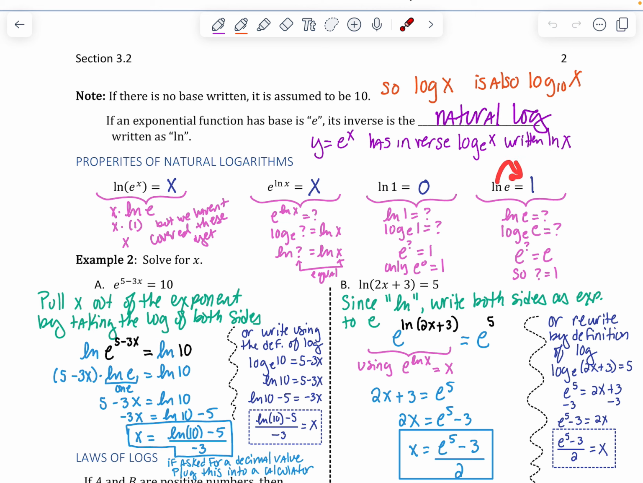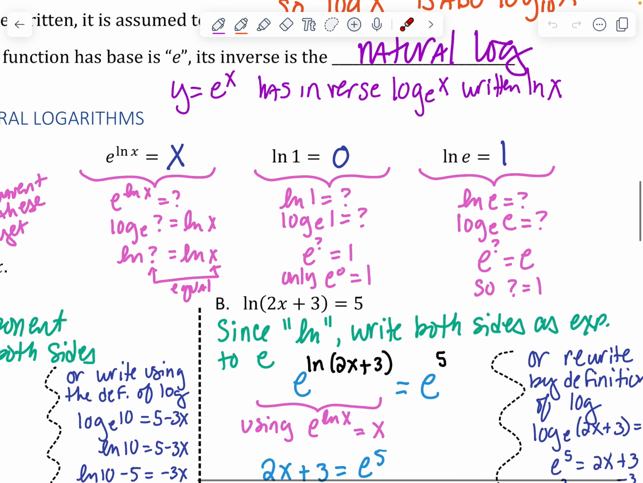So how do we know that? Imagine I have the natural log of e, and I don't know what it equals. What I could do is think of ln as actually log base e, and I'm going to rewrite this where I have e to the unknown power equal to e. But the only way that I could have a value here and these both be equal is if that value is 1. So therefore, whenever you see the natural log of e, we need to really think of that as 1.